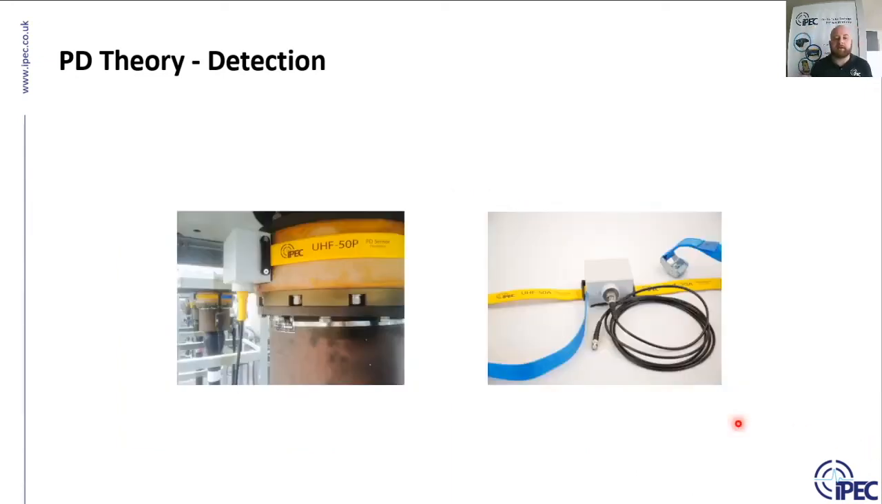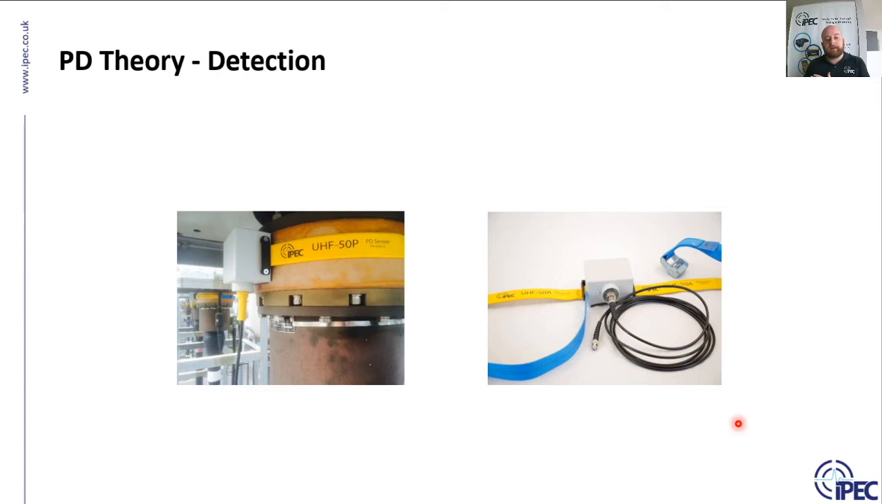Okay, the final sensor type I want to talk about then is UHF sensors, ultra high frequency sensors. So the application of UHF tends to focus on EHV GIS, and the problem there is GIS is completely sealed, and so the only signals that escape from GIS are very high frequency, ultra high frequency, and so naturally we use ultra high frequency sensors to detect the PD inside the GIS.